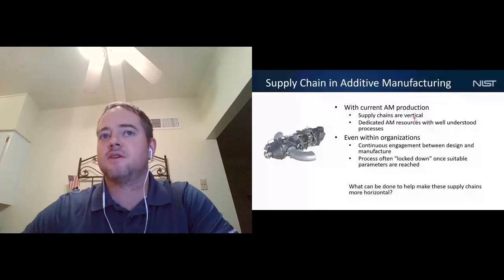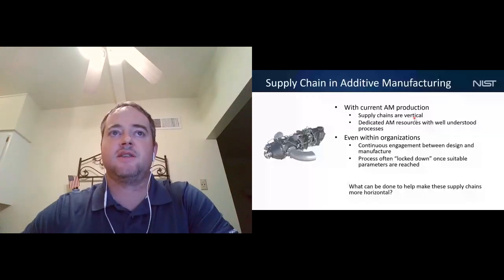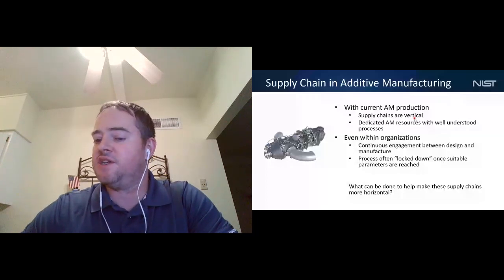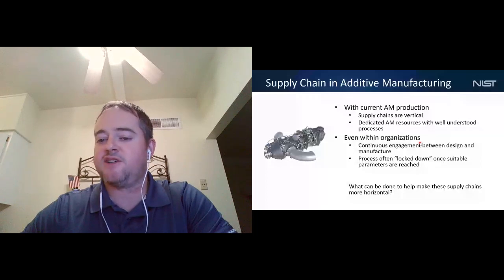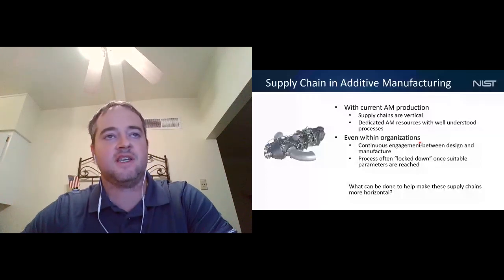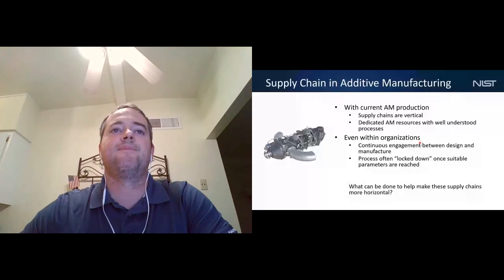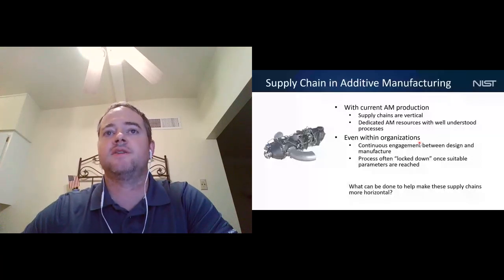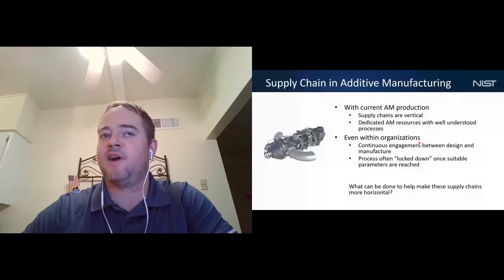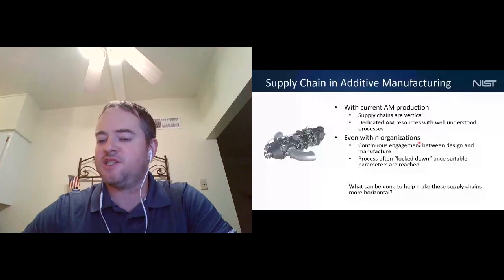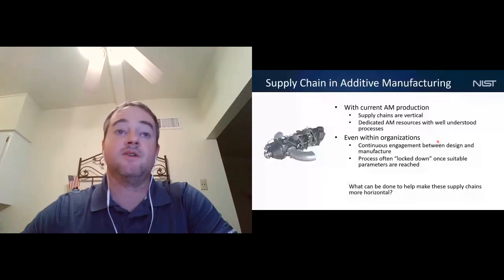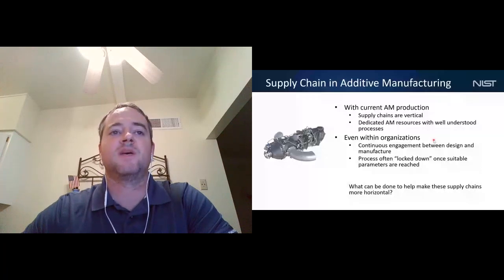Even within the organizations, in creating these vertical supply chains, you're seeing continuous engagement between the design and the manufacture of the part. It's not as streamlined as it is in perhaps more traditional manufacturing processes like machining, of course, because of the intricacies of the additive manufacturing process. There's still a lot of uncertainties that people are trying to deal with. But we are seeing that there's often a lot of back and forth in trying to get a part up into production. And once it is in production and suitable parameters are found, the process and the parameters in design traditionally are usually locked down.